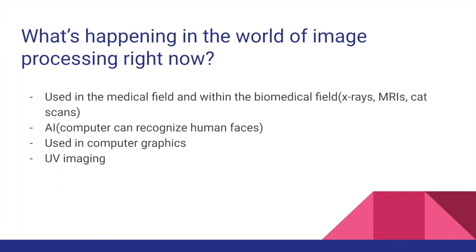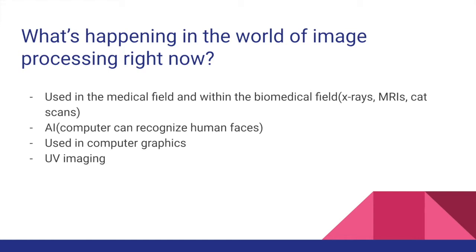Also, it can be used in AI. Computers can recognize human faces, and this is kind of how your iPhone works; it uses facial recognition to unlock your phone, right? It can recognize your face and therefore unlock your phone, and it just helps with security reasons and making sure you're the only one that can get into your phone. And it's also used in computer graphics. It just helps to model the real world and makes it a lot more precise, like in CGI and that type of graphical stuff.